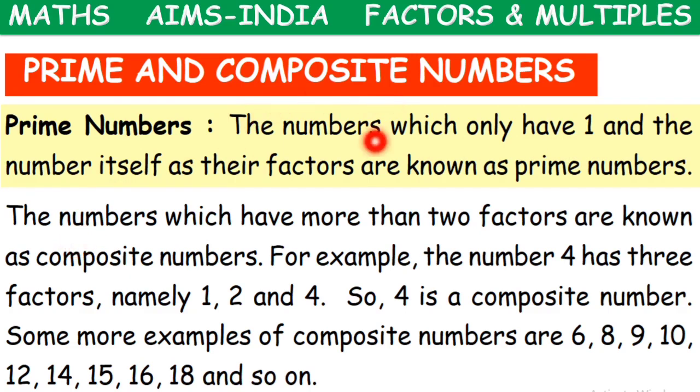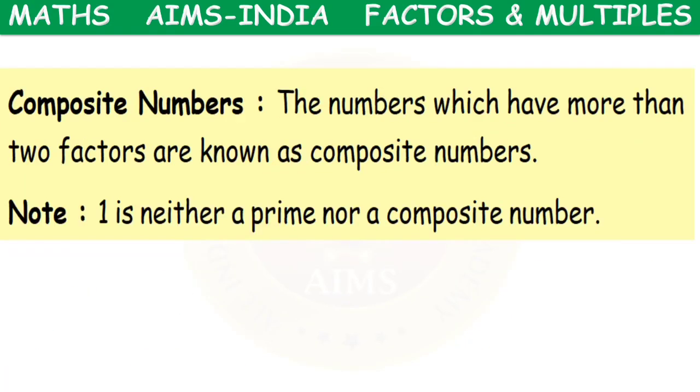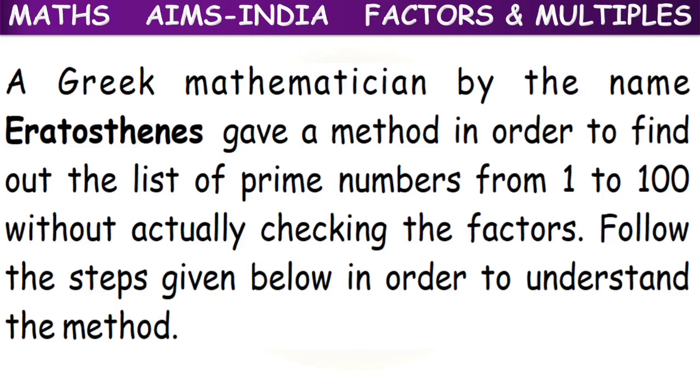And what about composite numbers? The numbers other than prime numbers become our composite numbers. That means the numbers which have more than two factors. Prime numbers have only two factors, and the numbers which have more than two factors are known as composite numbers. And what should we note? That 1 is neither a prime nor a composite number. 1 is not written in the prime numbers or in the composite numbers. It does not fall into either of the categories.